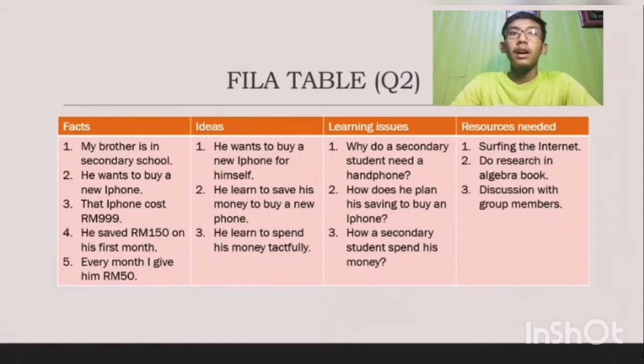And the next is ideas. First, he wants to buy a new iPhone for himself. Second, he learned to save his money to buy a new phone. And the last, he learned to spend his money tactfully. Next, for learning issues. First, why does a secondary student need a handphone? Second, how does he plan his saving to buy an iPhone? Third, how does a secondary student spend his money?